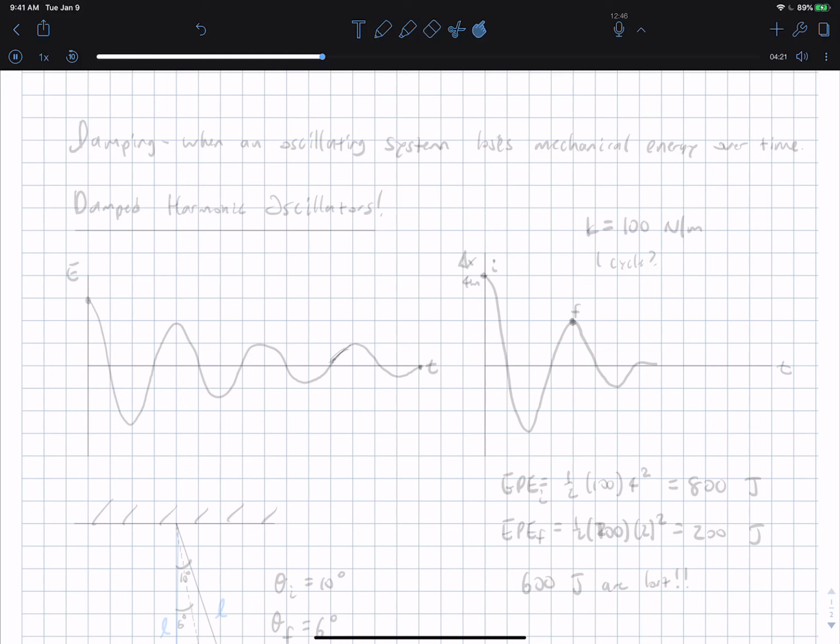So we'll talk all about damping, when an oscillating system loses mechanical energy over time. We call these systems damped harmonic oscillators.